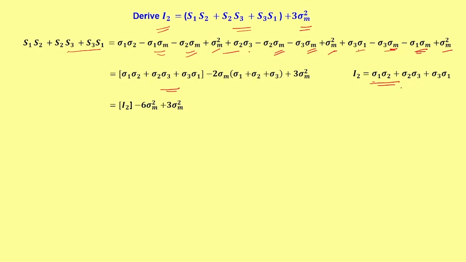That can be written in terms of 3 sigma m. So, sigma 1 plus sigma 2 plus sigma 3 is equal to 3 sigma m. So, if you substitute it here, it will become minus 6 sigma m square plus 3 sigma m square. So, you can write now this is minus 3 sigma m square. So, I2 is equal to S1 S2 plus S2 S3 plus S3 S1, plus, as this minus will go on the other side, 3 sigma square m. So, this is also equally important. We will consider this equation further.